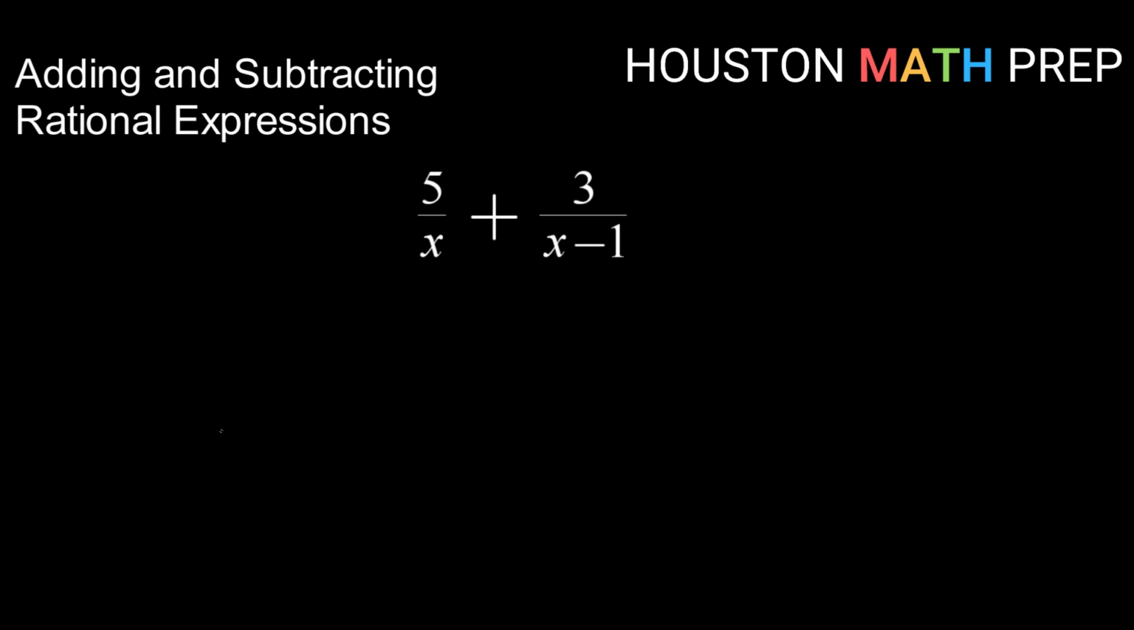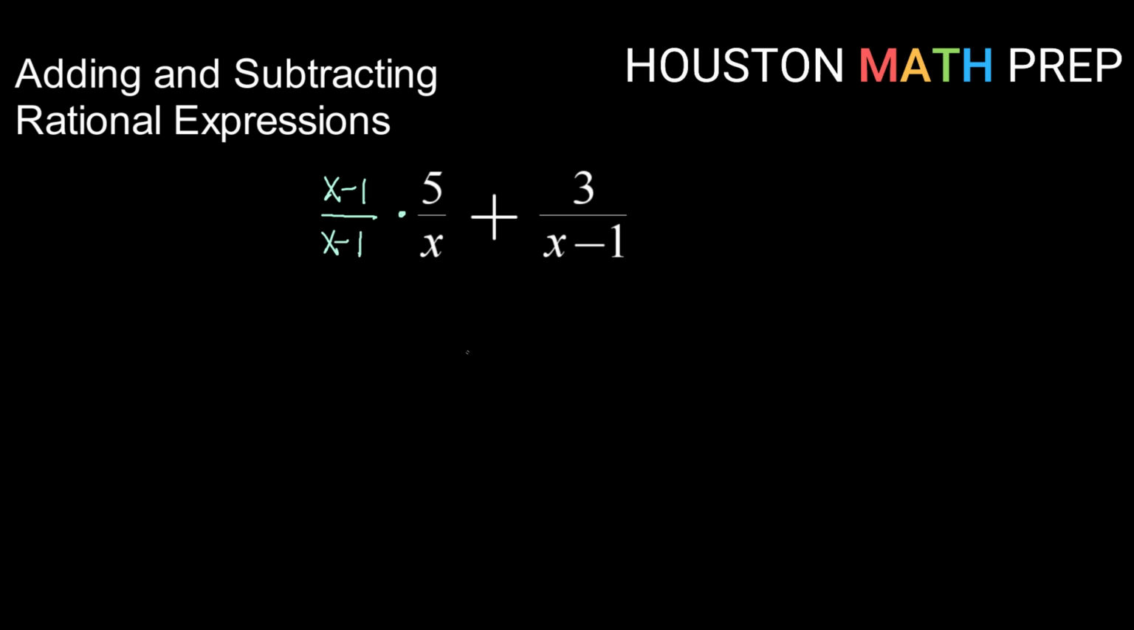In this video, we're going to take a look at adding and subtracting rational expressions. Now, rational expressions are just fractional expressions, so we know that in order to add fractions, we have to have a common denominator. So taking a look at our first example, we want to add 5 over x plus 3 over x minus 1. So right now our fractions do not have a common denominator, so I'm going to multiply each one by the denominator of the other.